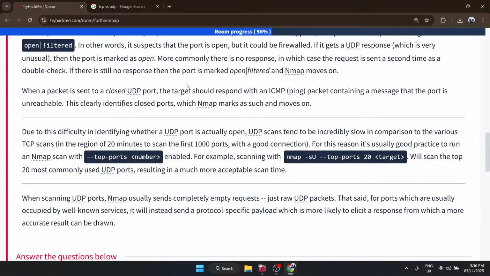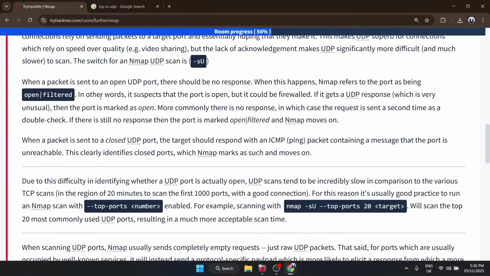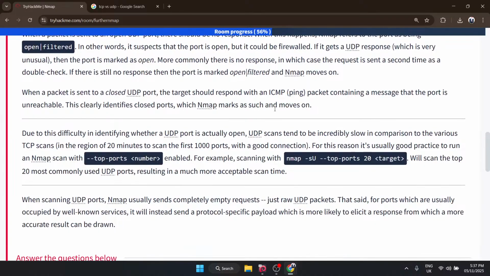When a packet is sent to a closed UDP port, the target should respond with an ICMP packet containing a message that the port is unreachable. So it will make sure that the port is closed. If there is no response at all, it will go, okay, this is open or filtered. But if there is an ICMP response that the port is unreachable, that means it is closed. This clearly identifies a closed port, which Nmap marks as such, and moves on.